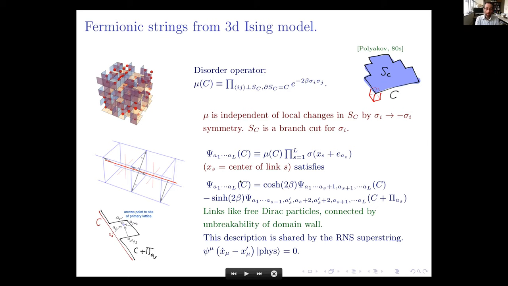And again, we can try to define something like the fermion operator by combining this disorder operator with a product of spins in the neighborhood of this curve. And Polyakov showed that this object satisfies something like the free Dirac equation for each link participating in the curve, but then these free Dirac particles are nevertheless strongly coupled to each other by the fact that they have to lie on the domain wall, which can't be broken. So this is a description which sounds a bit like the Ramond-Neveu-Schwarz superstring, that is, the string satisfies some version of the Dirac equation at each point. And so it suggests that the domain walls should have something to do with a Ramond-Neveu-Schwarz string.